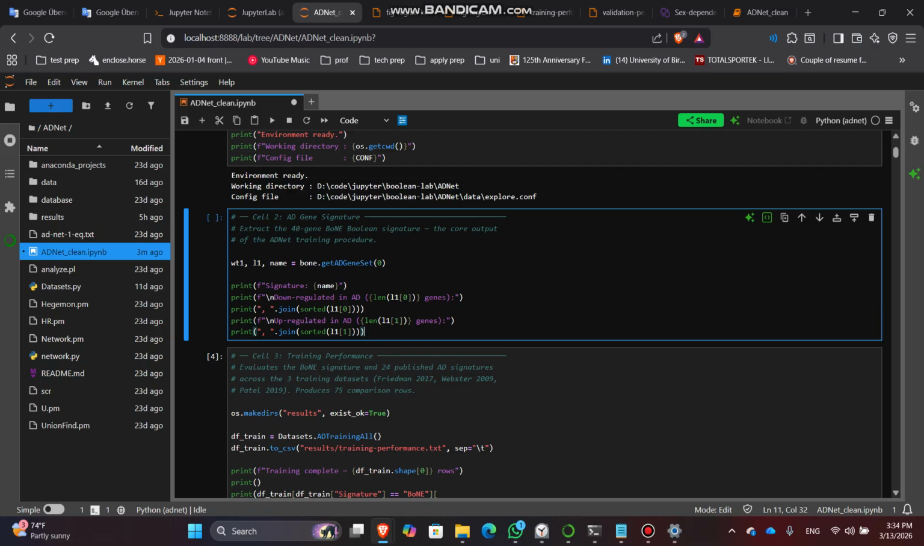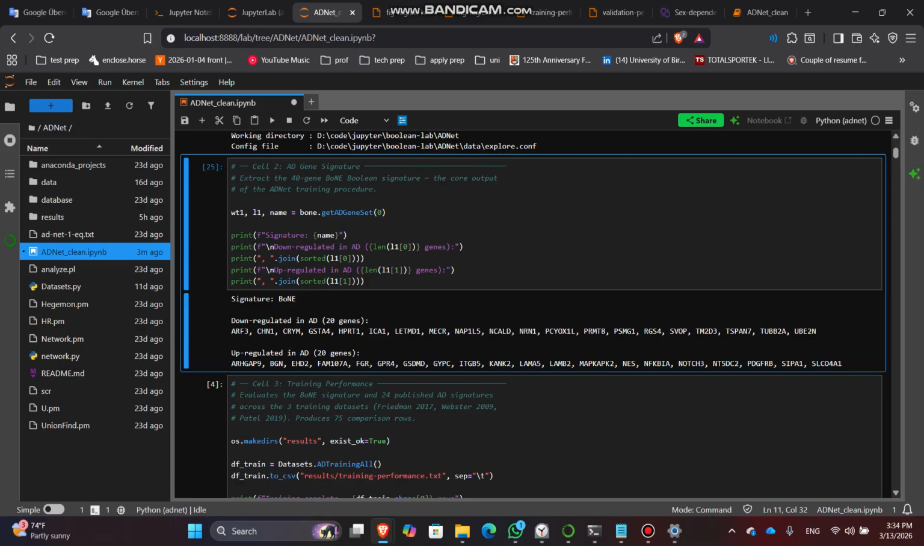SEL2 extracts the core output of the ADNet training procedure, the 40 gene bone Boolean signature. 20 genes downregulated in Alzheimer's disease, including NRN1, RGS4, and TSPA and 7, which are associated with synaptic function and neuronal maintenance, and 20 genes upregulated, including NOTCS3, NFKBIA, and NES, reflecting neuroinflammation and structural remodeling. This is what makes bone compact and interpretable compared to signatures with hundreds of genes.